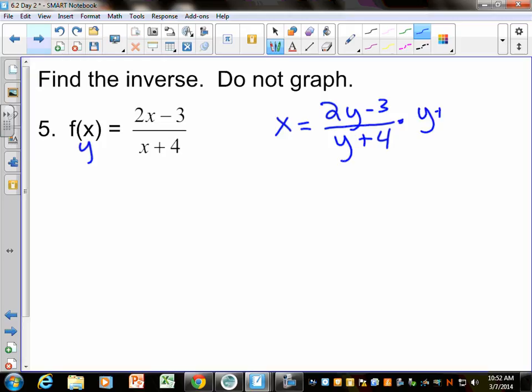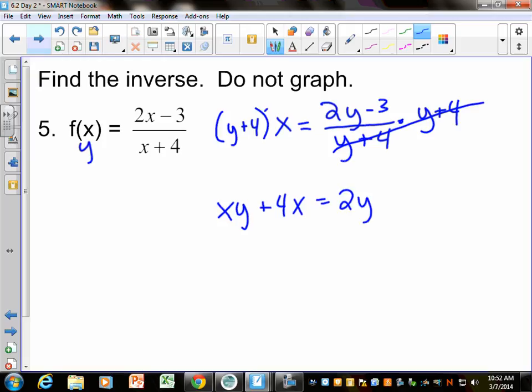Can I multiply both sides by y plus 4? That'll cancel that out. So if I distribute over here, I get x times y plus 4x equals 2y minus 3. So that looks a little better because now we at least don't have a fraction.